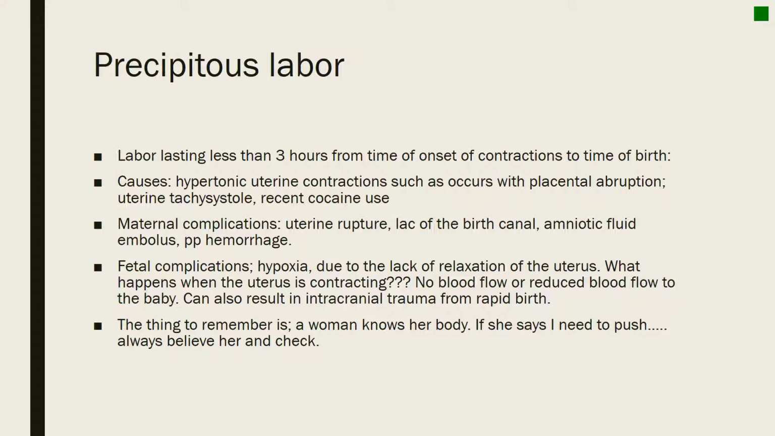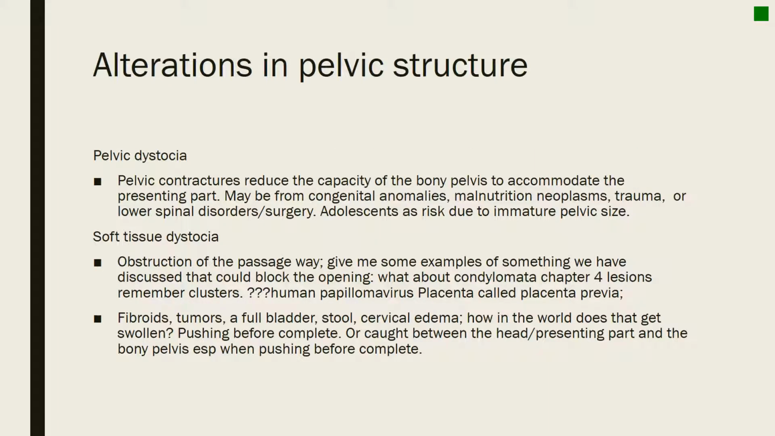Fetal complications, hypoxia. The uterus is not relaxing with these tachysystolic uterine contractions, and we know that when the uterus is contracting, there is reduced blood flow to that baby. It can also be intracranial trauma from rapid birth for this baby. The thing to remember is the woman knows her body, and if she says she needs to push, you better believe her.